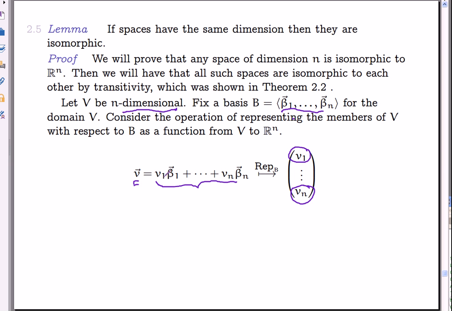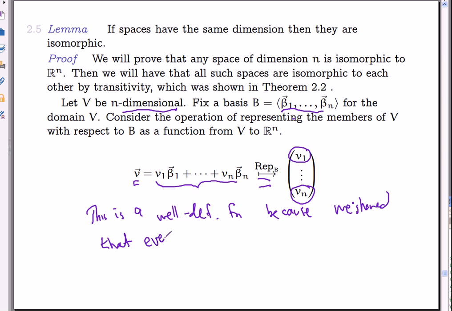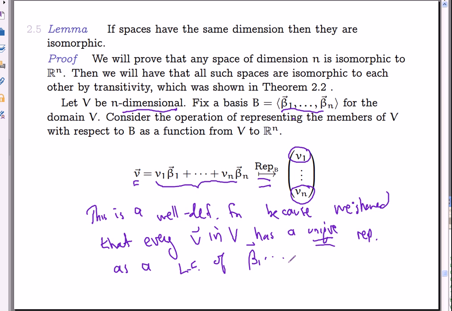So we can clearly map any linear combination of basis vectors into its coordinate entries. And we'll call this mapping rep B. By the way, I should mention that this is a well-defined function. Because we showed already, I don't know the exact reference, but you can look back and find it, that every v in V has a unique representation as a linear combination of the basis vectors. And that's necessary in order to guarantee that this function is well defined.